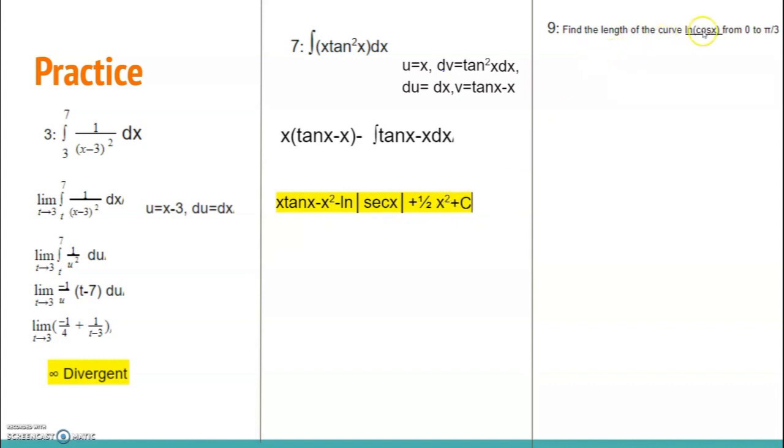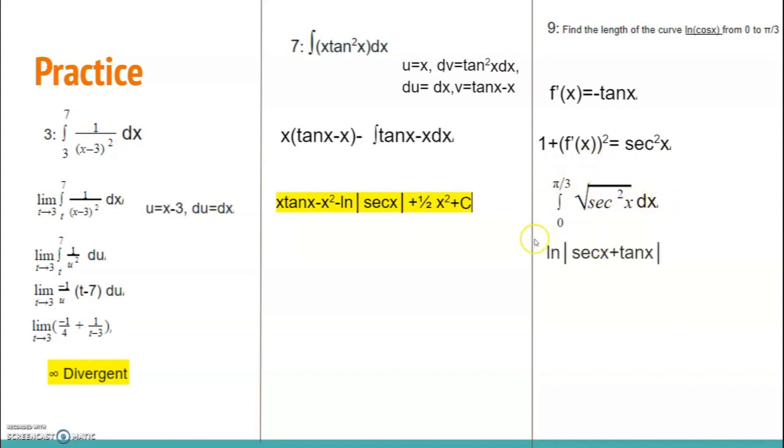And then for this one, we just need to plug it into the equation for the arc length after finding the derivative. So the derivative of ln cosine x is just negative tangent x, and the square root of 1 plus f prime of x squared is going to be secant x because of trig identities. And so then we set up our integral from 0 to pi over 3 for secant x dx. And then we get the antiderivative being ln secant x plus tan x evaluated at 0 and pi over 3, which is ln 2 plus root 3.